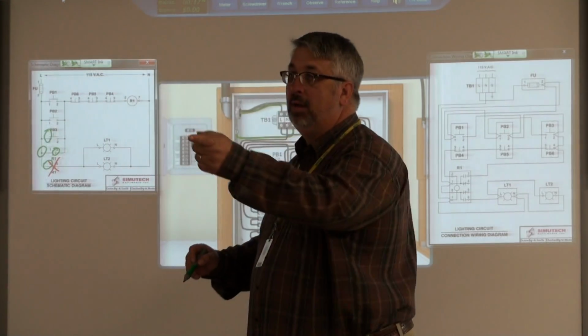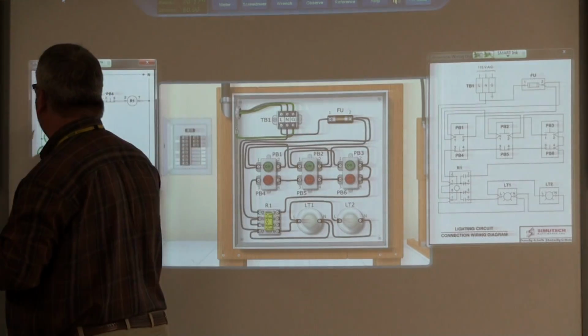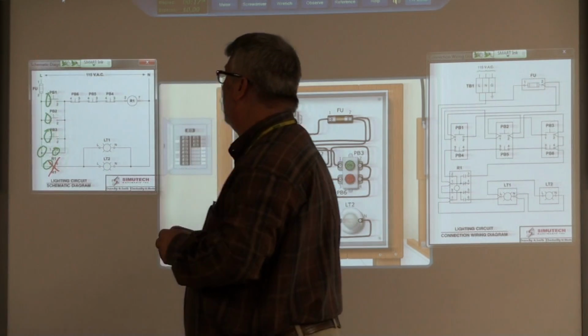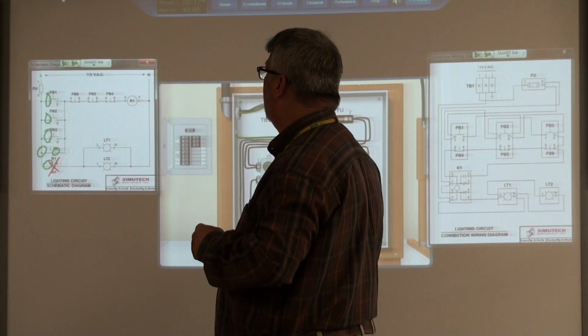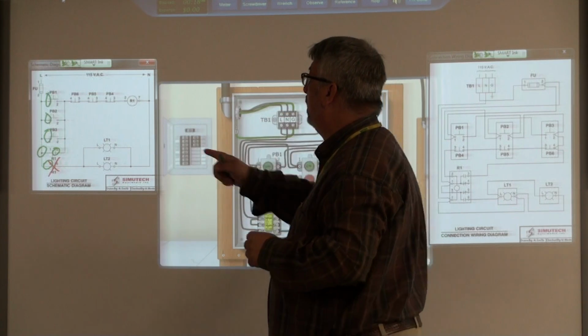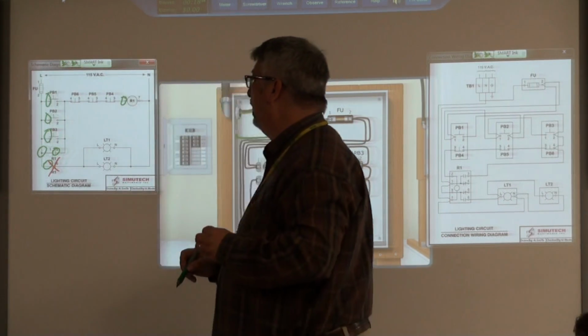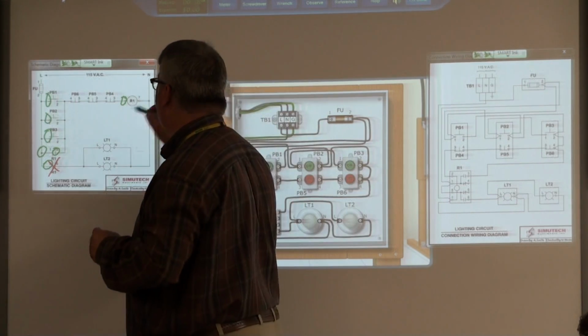PB1 and PB2, pin 1. What's that number on the left side of the coil? R1, 2. R1, 2, right here. Yeah, I got that. All right, what else? R1, 7? R1, nope, no.